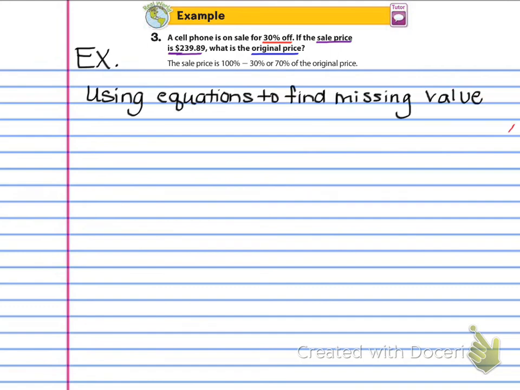So, all right, now you're looking at example 3. So example 3 says a cell phone is on sale for 30% off. If the sale price is $239.89, what is the original price? So the sales price is 100% minus 30%, or 70% of the original price. So we're going to use an equation to find the missing value.